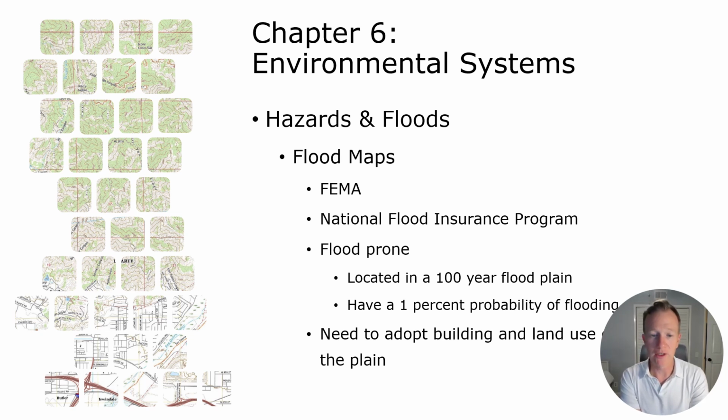And so what they do is they look at what are called flood-prone areas, and these are areas that would be expected to flood in 100 years, in a 100-year period of time. And so that's what's called the 100-year floodplain. And if there's a 1% probability of flooding within a 100-year period, then it's going to be included as a flood-prone area. Now, in order to get flood insurance through the NFIP, the city, or the jurisdiction, has to adopt some building and land use standards within that floodplain. I think that's about it. It's about as much as I need to say on flooding.